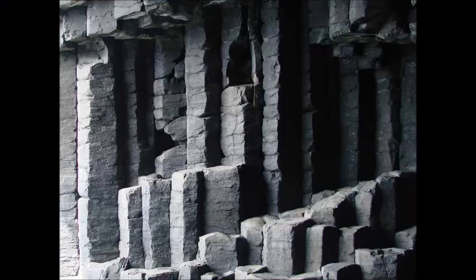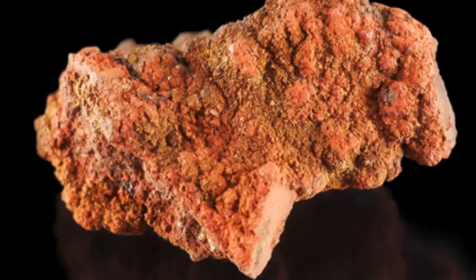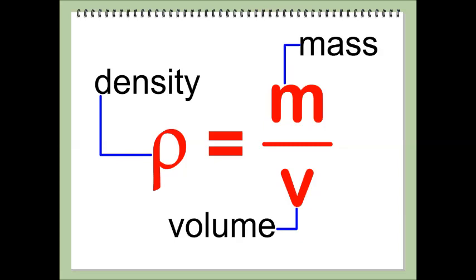Cleavage is the tendency of a mineral to cleave, or break, along flat, even surfaces. Minerals that do not show cleavage when broken are said to fracture. Density is a property of all matter that is the ratio of an object's mass to its volume.